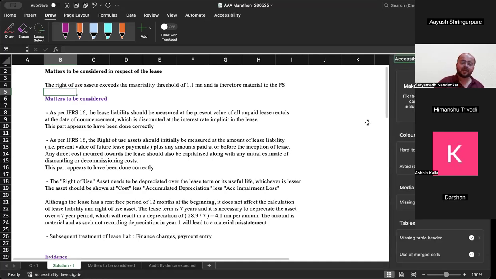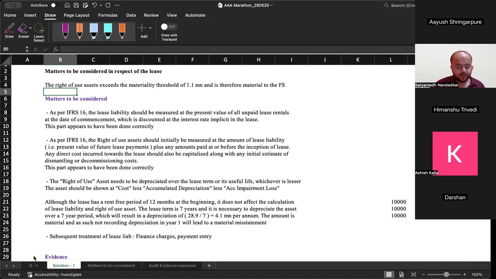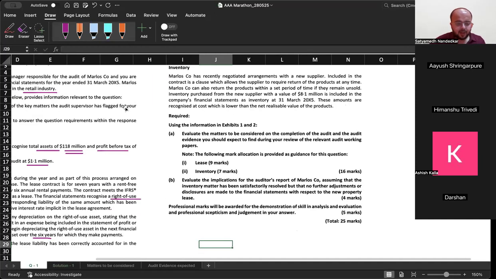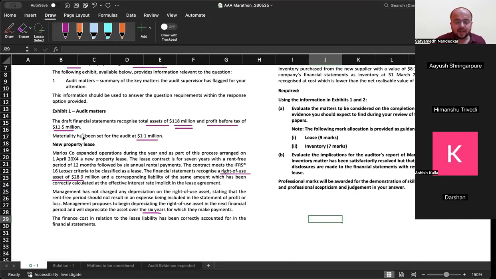And now the second part of the question in both cases is evidence that you would expect to find on the audit file. Okay. Now here you are talking about a new property lease. What evidence do you think you would find on the audit file if you are evaluating a lease?